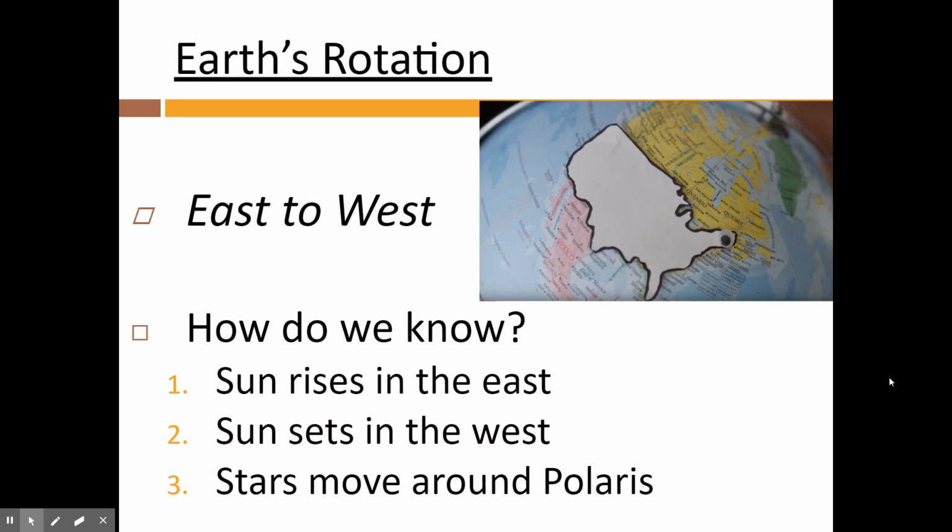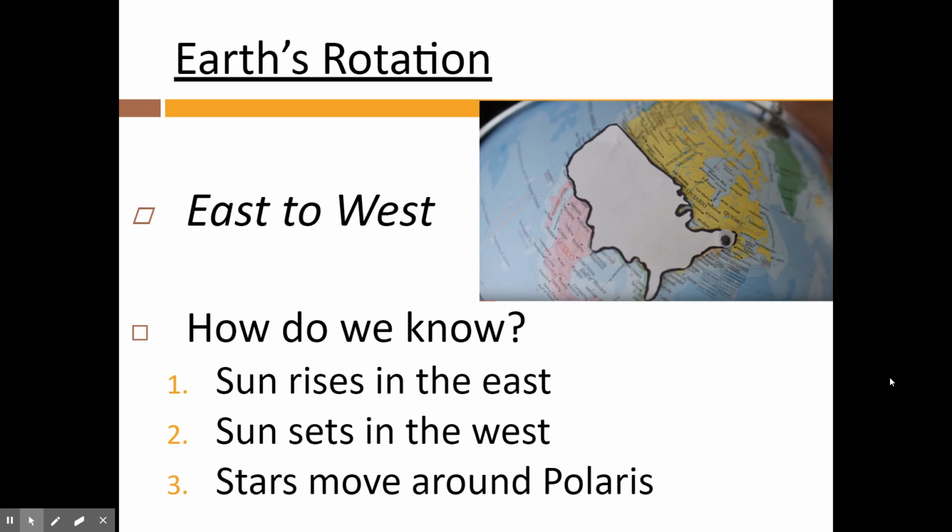First, we know that the Earth rotates, meaning it spins on its axis. The way that we know this is because the sun rises in the east and it sets in the west. And therefore, the Earth is rotating from east to west. We might describe this as counterclockwise in the northern hemisphere and clockwise in the southern hemisphere. But we'll be getting into that later on when we get to some meteorology and some astronomy later in the school year.